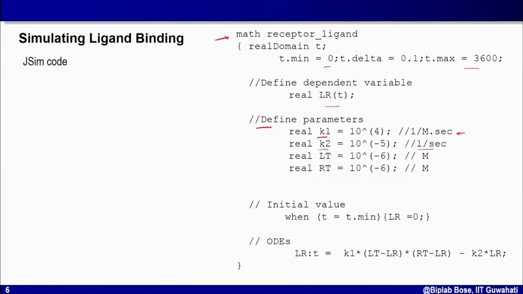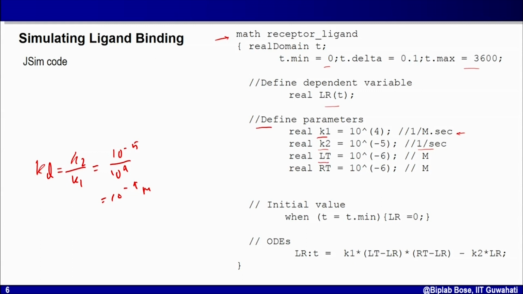So if you look into it, the KD in this particular ligand receptor case is nothing but K2 by K1. It is nothing but 10 to the power minus 5 by 10 to the power 4. So this is 10 to the power minus 9 molar. So a nanomolar affinity for ligand and receptor I have considered. I have considered micromolar concentration for ligand and receptor both.